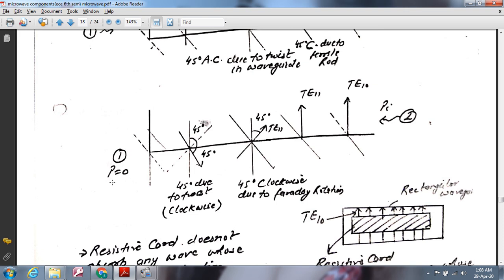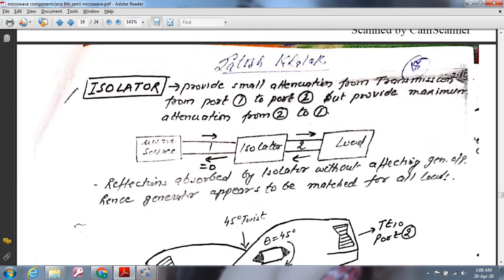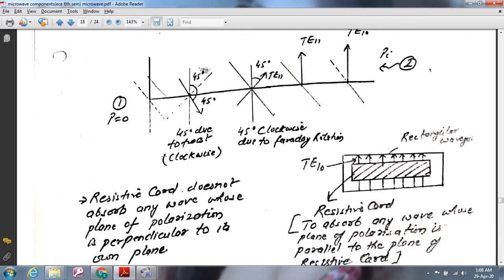It means if we use this isolator, as seen in the figure, if there is a forward journey of the wave from 1 to 2, then this isolator will provide no resistance, no obstacle to the wave. But if the same wave is coming in the form of reflections from load to source, then it will totally absorb the signal and no signal power is going to reach the source. This is how our isolator works.